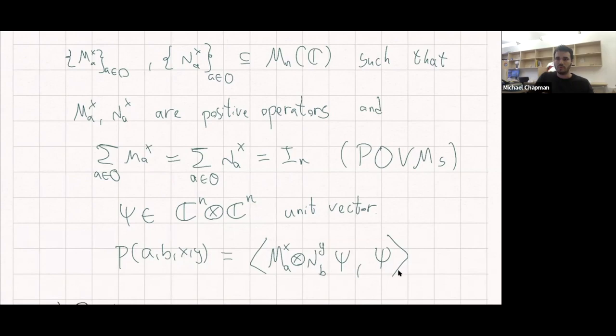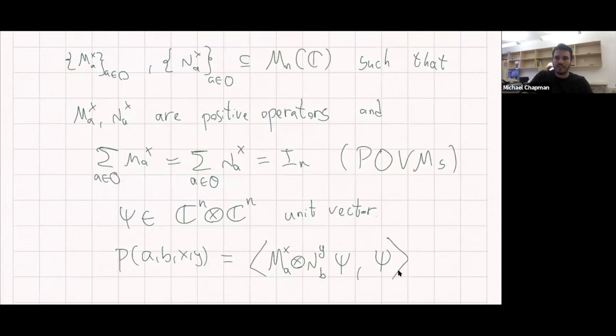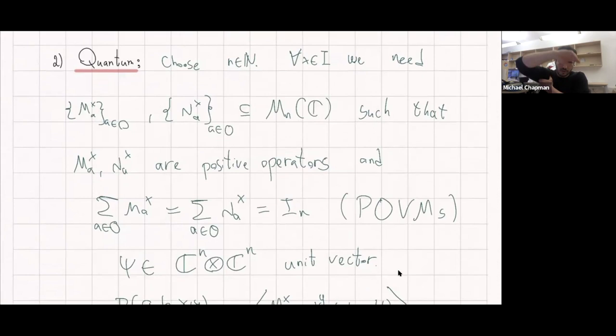Okay, so maybe it's a good exercise. Those who want to think about something while I talk, whether they know some of these things or not, can think of the following exercise. Every classical correlation is a quantum correlation. Just check that the convex hull of the deterministic correlations sits inside this definition. So this is a potentially bigger set.